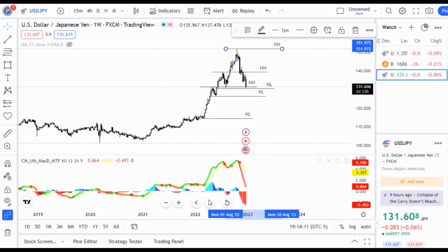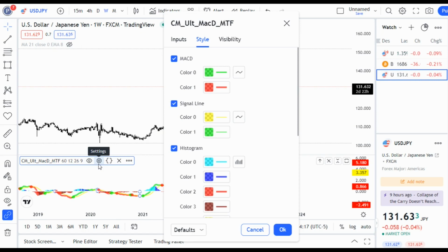All these things we don't actually need, so I just go to the settings of this indicator itself and you can see style. I don't need the MACD lines, I don't need the green line, and I don't need the signal line, this yellow and green.